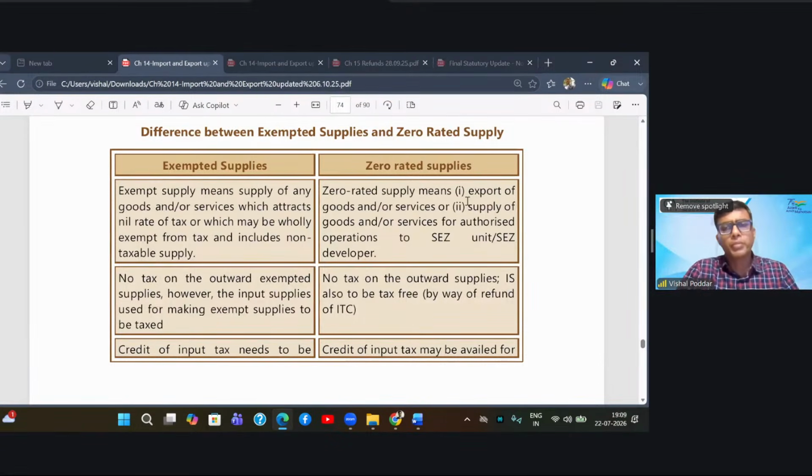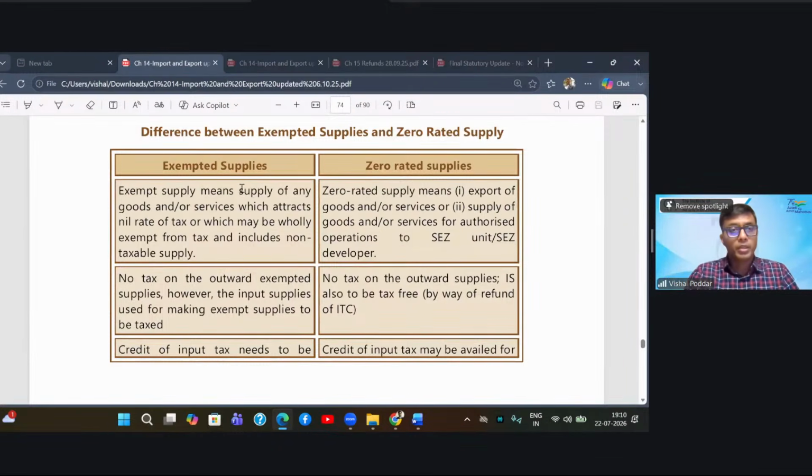So basically, students, a zero rated supply is a supply where your goods are not actually exempt. They are leviable to GST, but since you are exporting it, since you are supplying it to SEZ, as a tax relief measure, we are putting it in the category of zero rated. Whereas, as against this, what is the exempt supply? Exempt supply is a supply where either the rate in the rate schedule is nil, or it has been made fully exempt from GST, or it is non-leviable to GST.